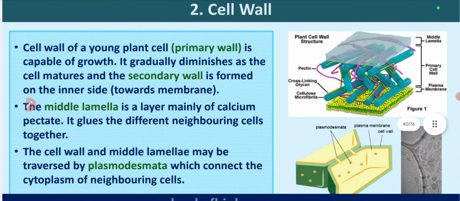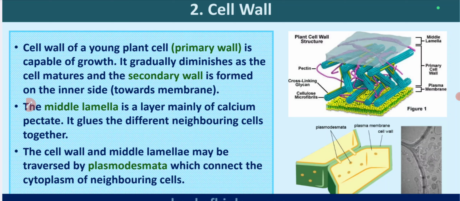Next, cell wall of a young plant cell. Primary wall is capable of growth. It gradually diminishes as the cell matures, and the secondary wall is formed on the inner side towards the membrane. The middle lamella is a layer mainly formed of calcium pectate. It glues the different neighboring cells together. That's called middle lamella.